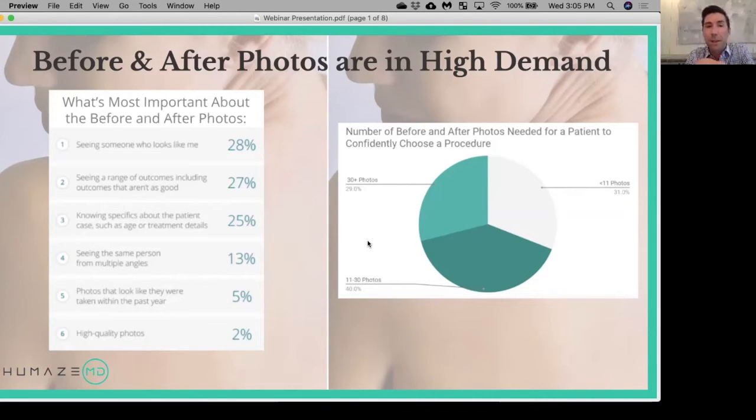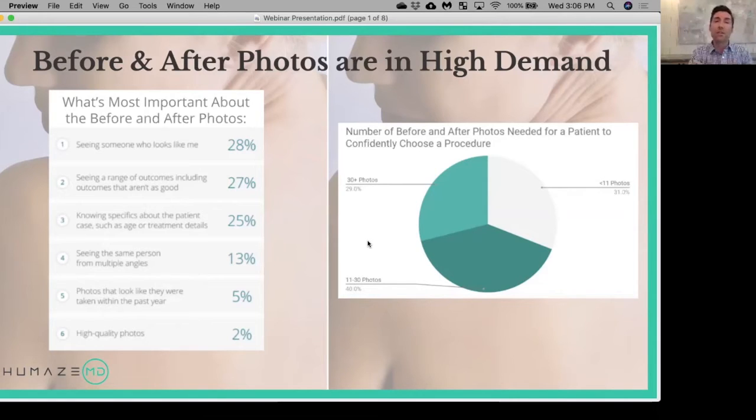Knowing specifics about the patient case, such as age or treatment details, again, that's relatable outcomes. What did they have done? How old are they? What skin type are they? It's all relative with laser procedures and cosmetic procedures. Seeing the same person from multiple angles, photos that look like me taken within the past year, and high quality photos. Again, these are all the things we thought about when we built HumazeMD. How can we get the patient experience to be exponentially better for a practice? That's what we took into consideration.